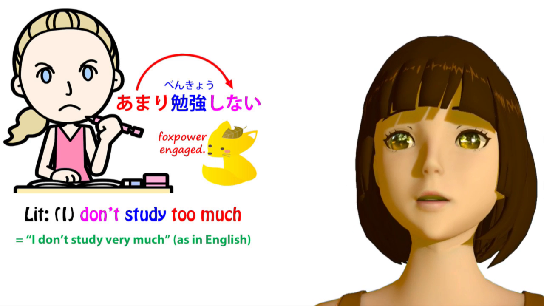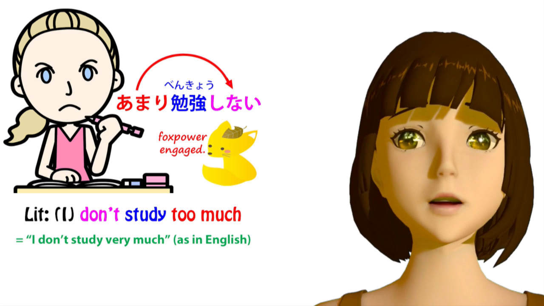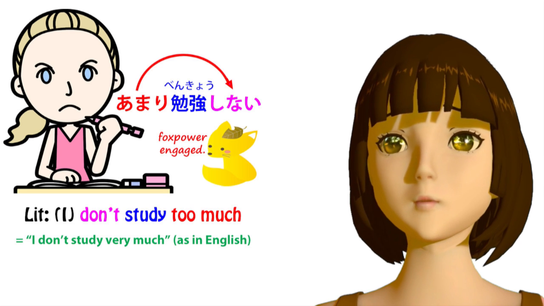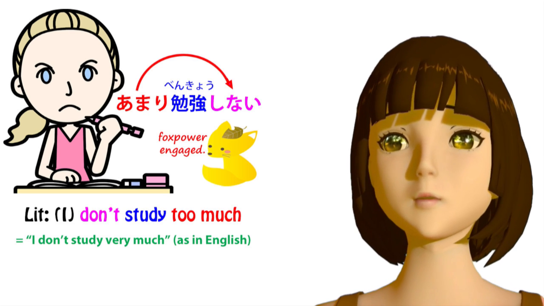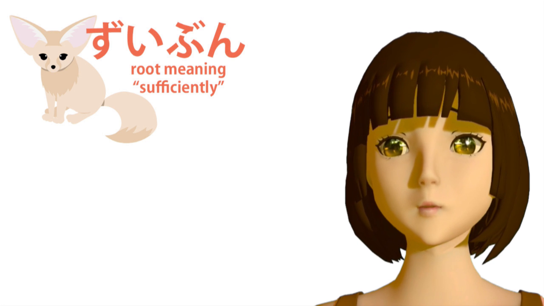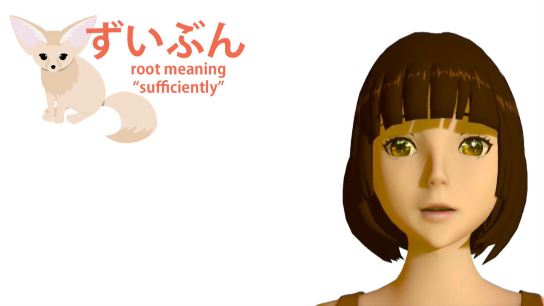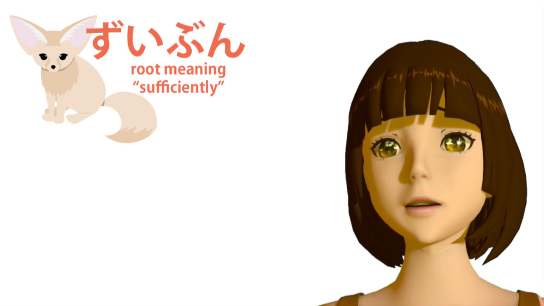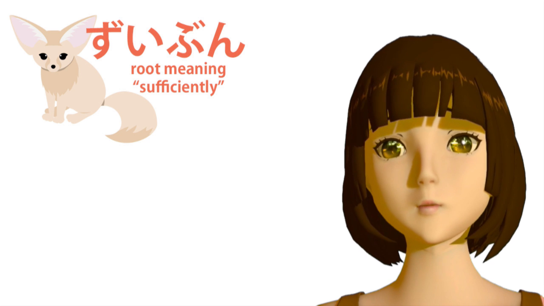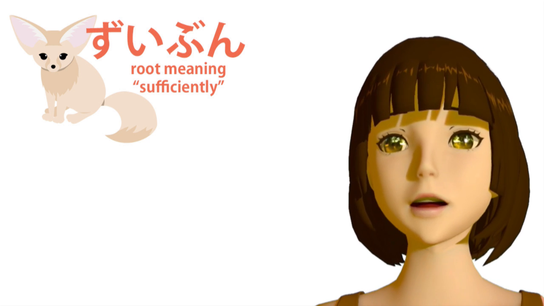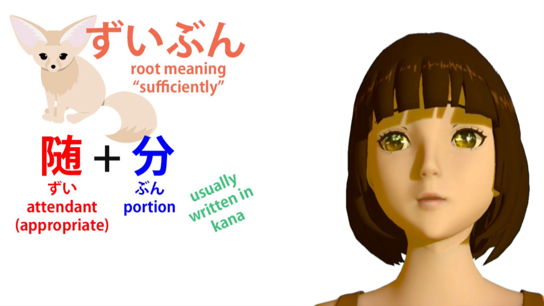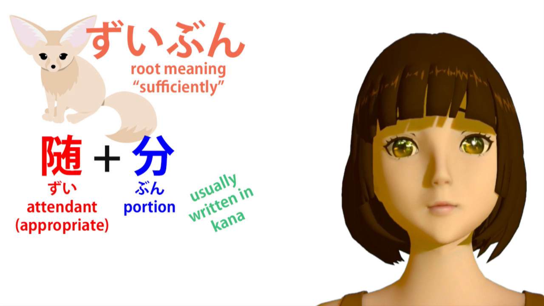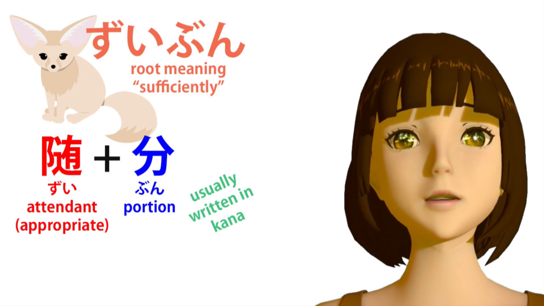And it's just the same with amari. If we say amari benkyo shinai, we're saying I don't study too much, I don't study excessively. But what we actually mean is I don't study very much at all. So let's just take one more that doesn't end in ri, and that's zuibun. What it really means is sufficiently. And you may say, well, sufficiently isn't a noun, and that's true. In English it isn't a noun. In Japanese it is. And if we look at the kanji, zuibun, what it actually means is something like appropriate portion or appropriate amount. In other words, sufficient or sufficiently.